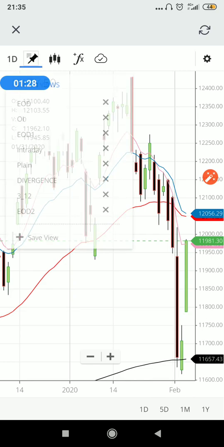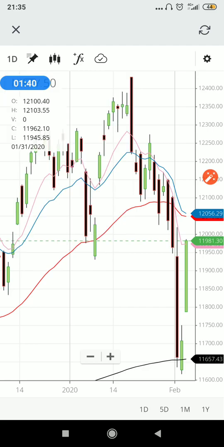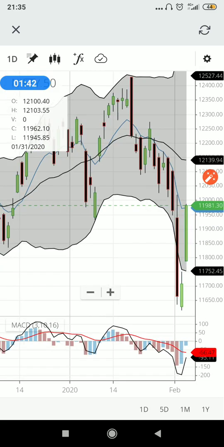Now let's have a look at the momentum, because the three most important things in analysis are price, then the momentum, and then the volume. So for volume, we'll look into the FNO data. So now first have a look at the momentum. For momentum, we are using the MACD.